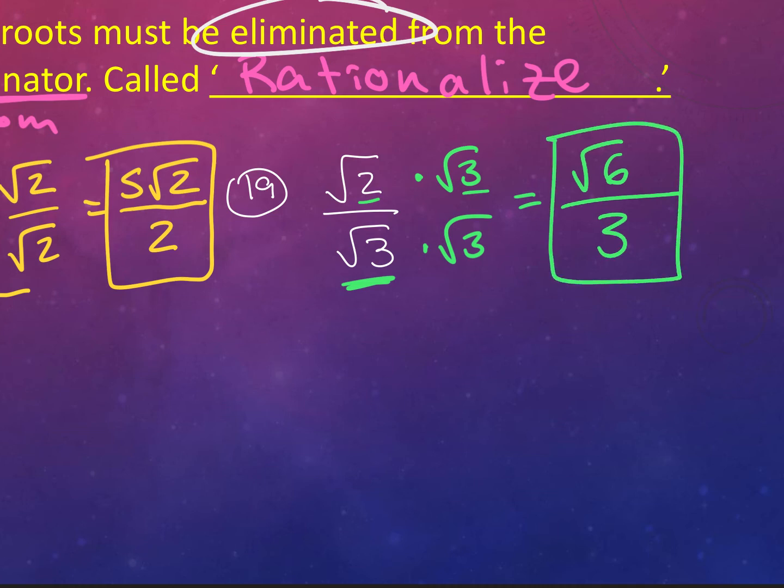Can I simplify this? Square root 6 divided by 3? I cannot, because 3 is a whole number. If it was square root 6 divided by square root 3, then you could simplify. But 3 is a whole number, so we can't divide into that square root 6.